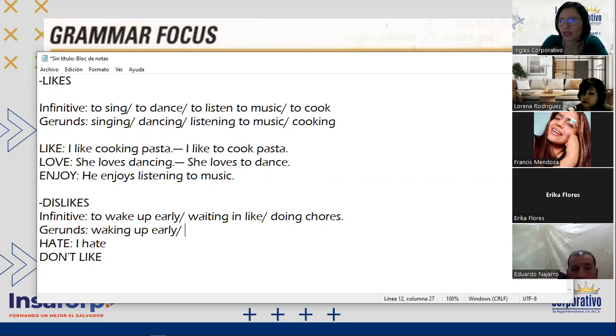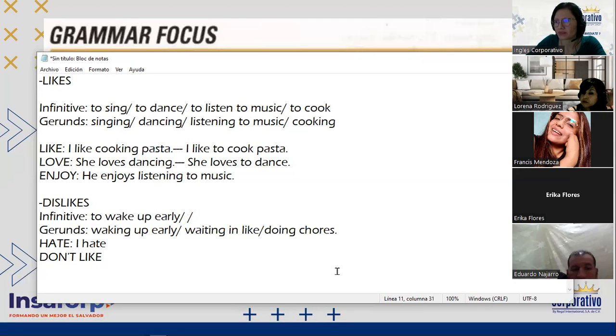Luego, waiting in line se convierte... aquí se los puse al revés. Esto va acá. Este también va acá. Ahí arriba van los infinitivos, perdón. Aquí sería to wait, right? In line. Y aquí sería to do chores, right? Ok. Entonces ahí tenemos las dos opciones.